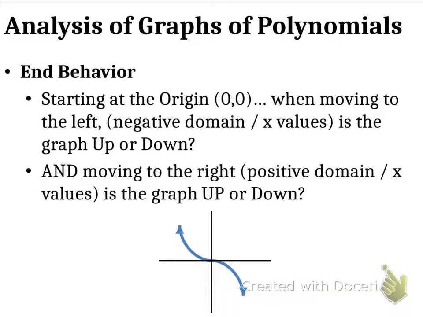Okay, if we do end behavior, it is just that. What is happening at the end? You always start at the origin, (0, 0), and when you go to the left side of the function, is the graph going up or down? And then you say, okay, that's the one side. Now the other side, if I go to the right, is it going up or down?